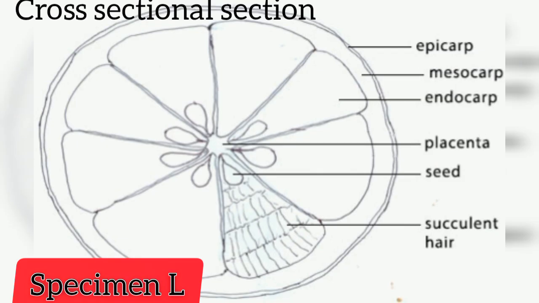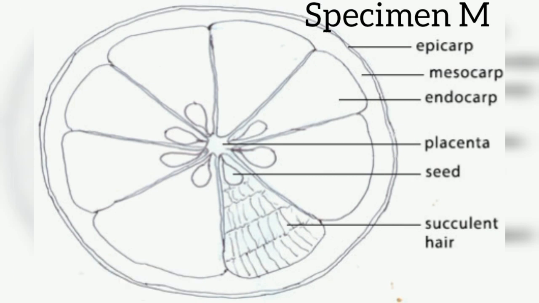Then looking at the diagram, we can see the labels. We have the epicarp, the mesocarp, the endocarp. We have the placenta, the seed, and the succulent area. So that is what we have about oranges. And let's look at the method of reproduction in oranges. It is always asexual, and they do not bear naked seed. Their seed is eaten. So that is for specimen L, in case you might be asked any question on that.